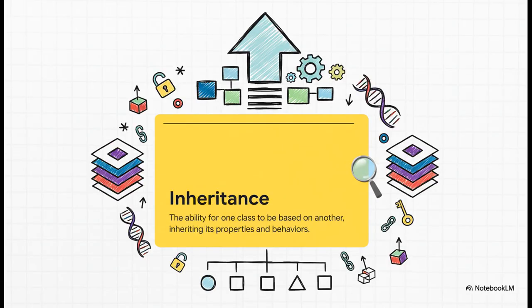Now, inheritance. This is where object-oriented programming gets really powerful. It lets you create a new class that's basically a more specific version of a class you already have. And the cool part is, this new class automatically gets all the data and all the behaviors of its parent. You don't have to rewrite anything. It saves a ridiculous amount of time and code.